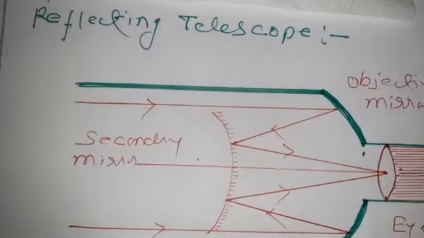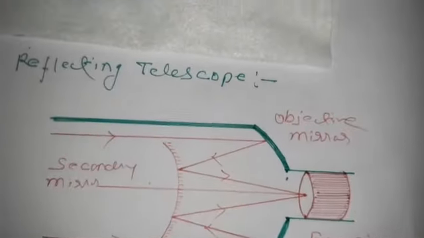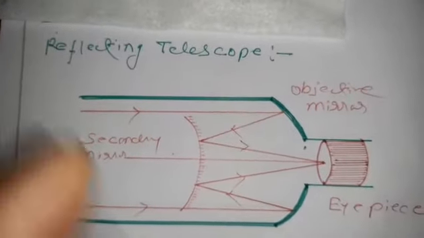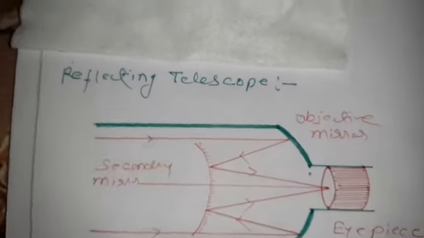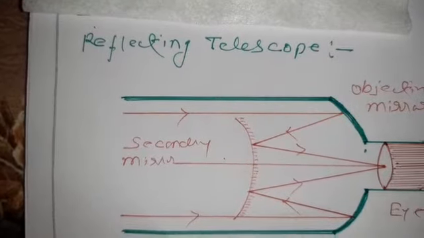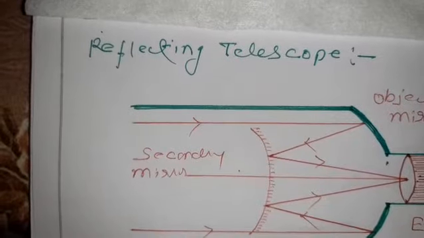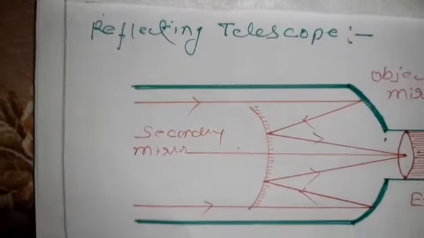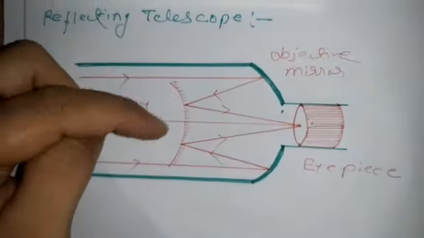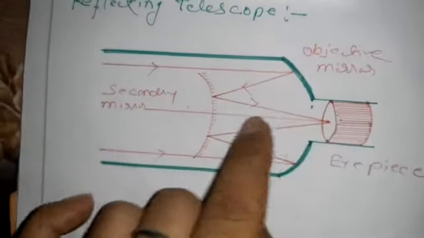The reflecting telescope consists of, as you can see in the figure, a concave mirror of large aperture and large focal length. A convex mirror is placed between the concave mirror and its focus. Here we have the objective mirror, and here we have one convex mirror placed near its focus.